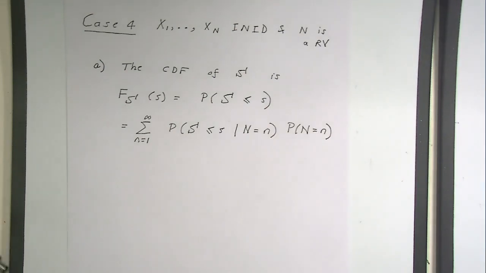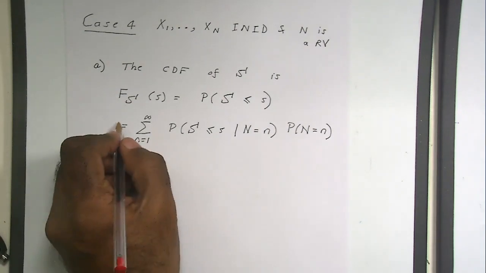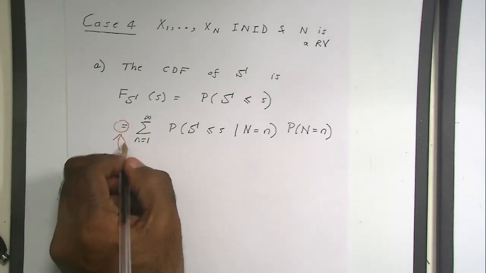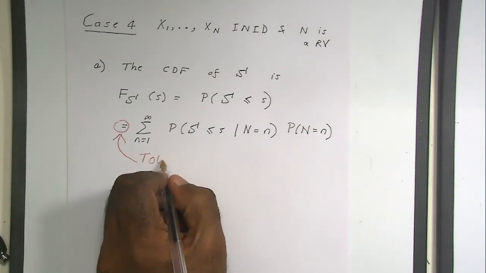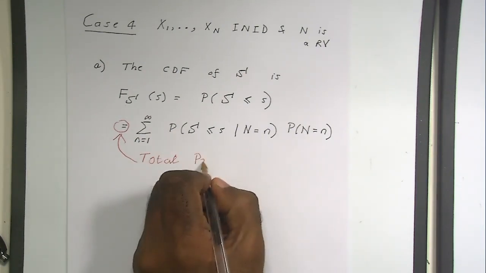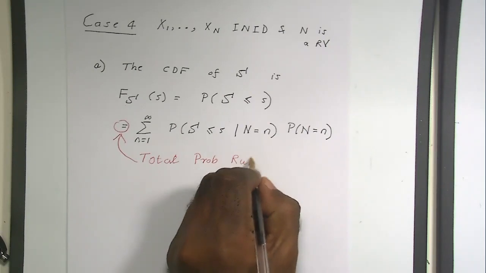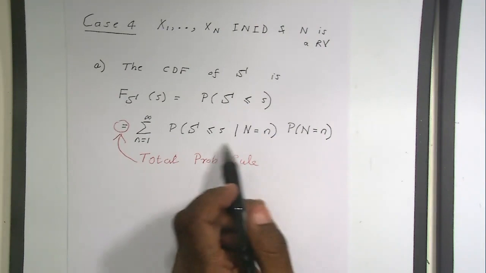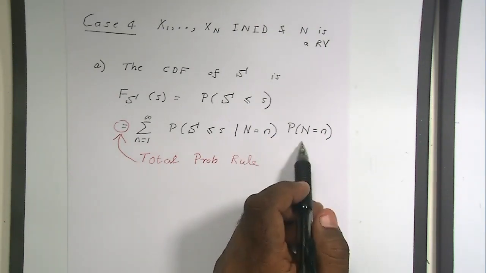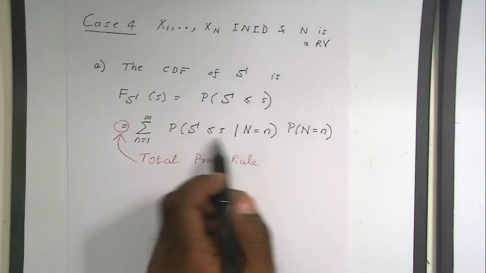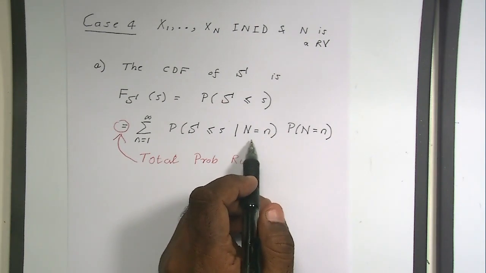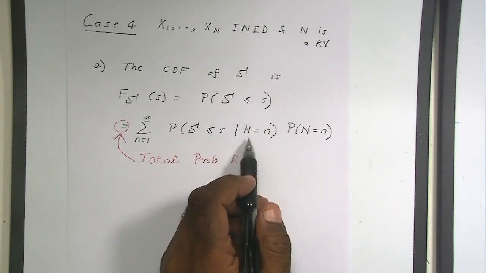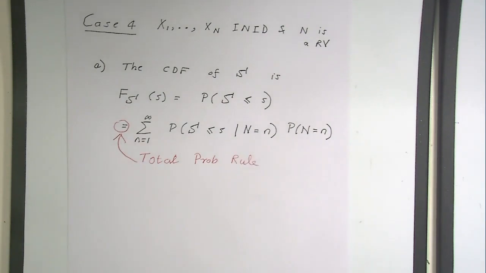You can write this like this because of what? This step is known as the total probability rule. I mentioned this many times last week. This is the total probability rule. Okay. Now what you have inside is the conditional probability multiplied by the probability that capital N equal to little n. Now this conditional probability is the same as what is in case 3. You may remember this from last week. This is case 3. We did this last week, right?